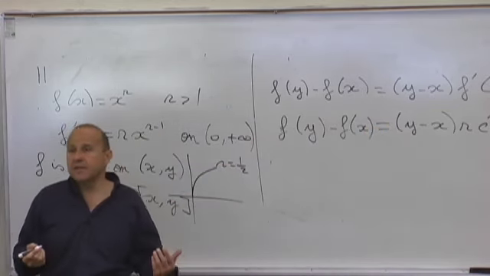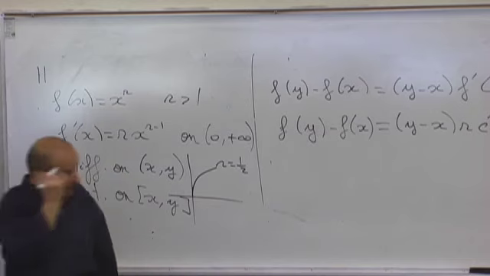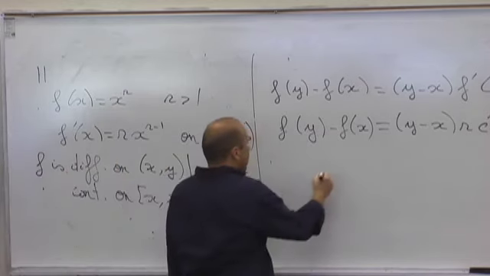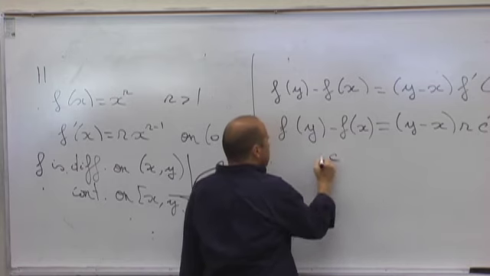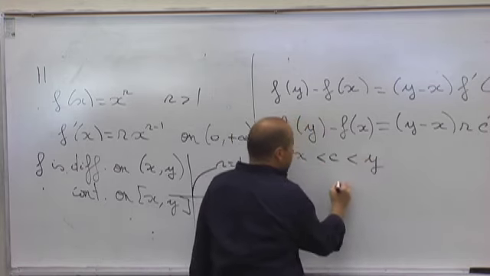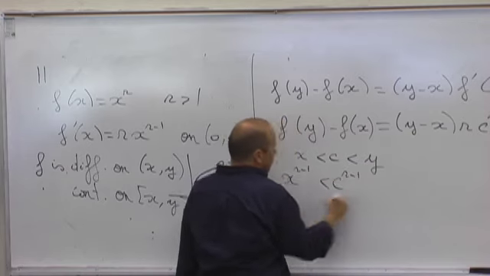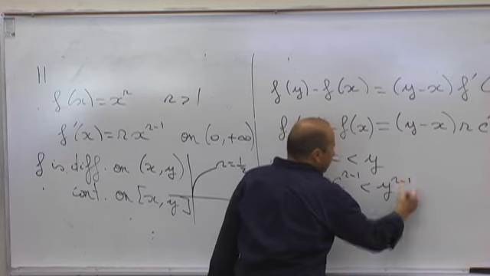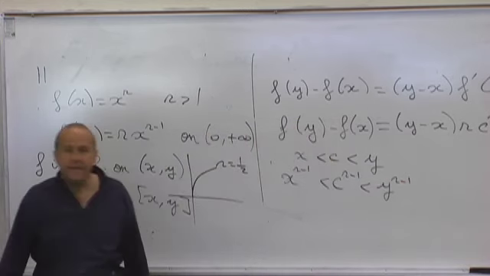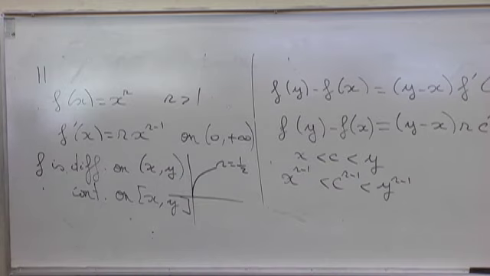So again, same thing as before. We have a c, we don't want it, we are going to get rid of it. And we get rid of it by saying, well, c is between x and y. So c to the r minus 1 is between x to the r minus 1 and y to the r minus 1. Why can I say that? It's an increasing function on that interval.